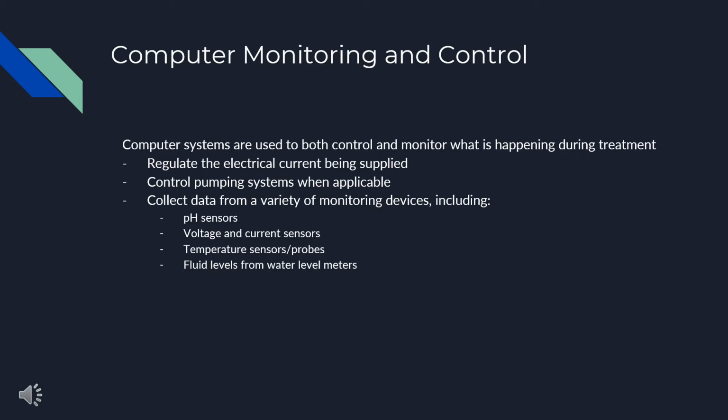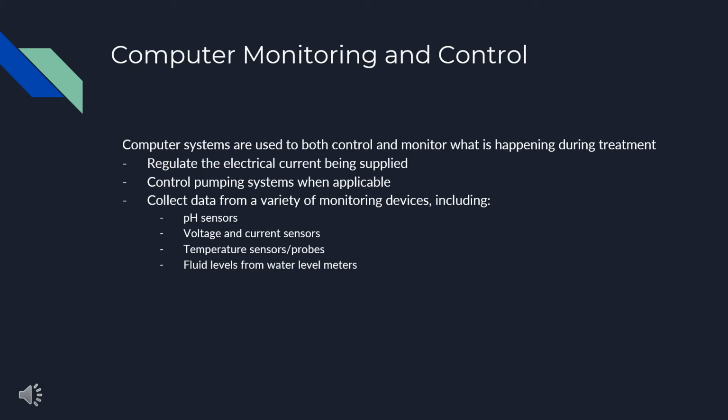Computer systems can be used in electrolytic treatment to control various parts of the system, as well as monitor what is going on below ground. For example, a computer system may be used to regulate and change the settings of the DC power supply, and therefore the electrical current being supplied between the electrodes. When pumping systems are present, such as those to remove water to be treated or to inject fluids into the ground, these may be controlled by the computer system.